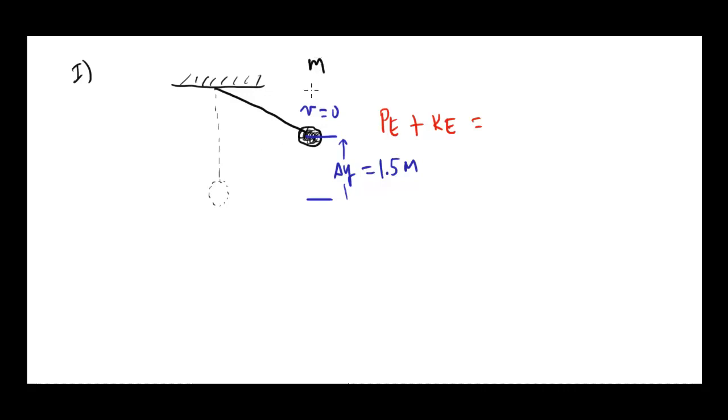Actually, let's not even give it a mass. Let's say that we don't know the mass of this object. It might be a little bit more interesting. And so now what I can say is potential energy plus kinetic energy.